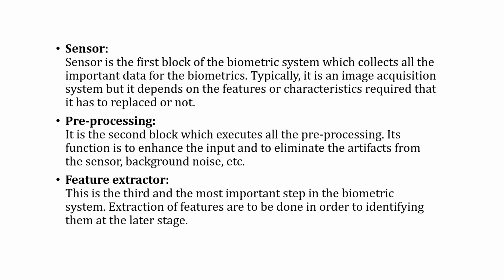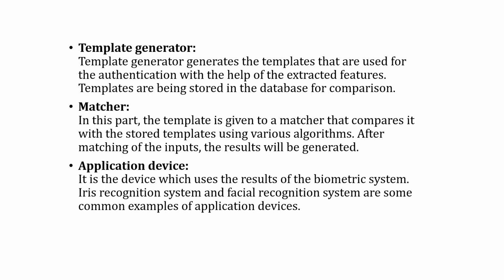Then comes pre-processing, the second step. Its function is to enhance the input and to eliminate artifacts from the sensor, background noise, etc. Feature extraction is the third and most important step in the biometric system. Extraction of features is done in order to identify them at a later stage. Then the template generator generates the templates used for identification or authentication with the help of the extracted features. These templates are stored in the database for comparison.